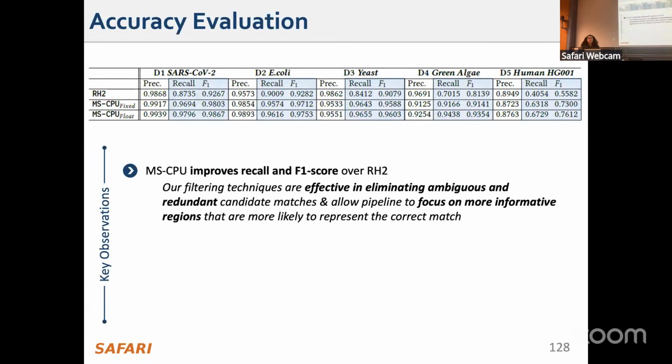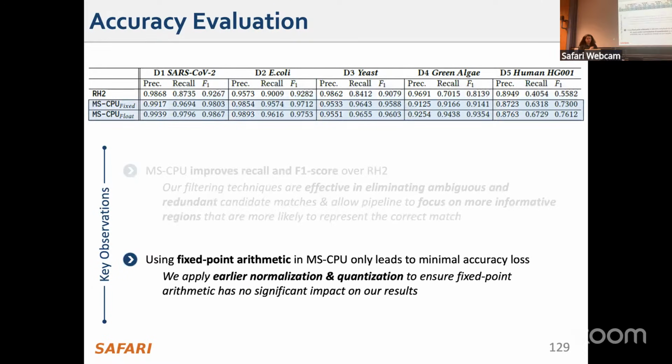And a key observation is that if you look at this table, I can just summarize the observations for you. It improves the recall and F1 score over RowHash2. So these filtering techniques are effective in eliminating ambiguous and redundant candidate matches and allow the pipeline to focus on more informative regions that are more likely to represent a correct match.